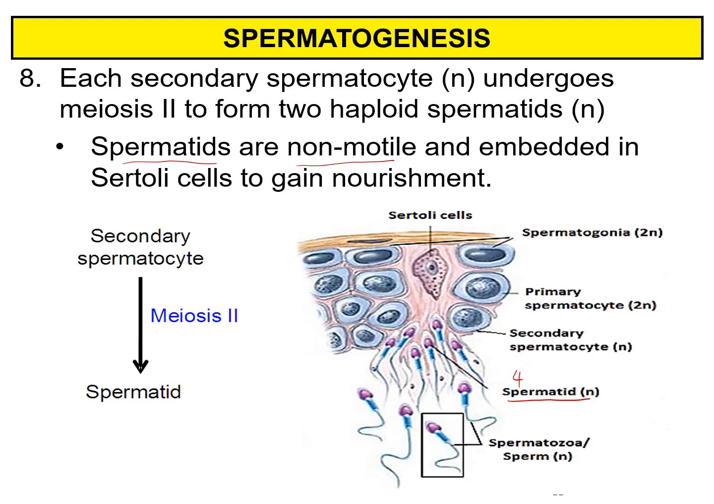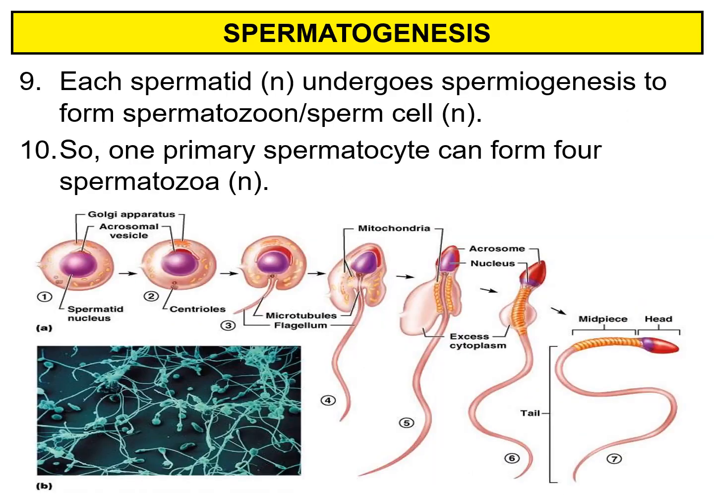So, spermatid is still non-motile. Maknanya tak boleh bergerak. Dia tak boleh release lagi. Kalau release spermatid, maknanya sperm itu masih belum sesuai. Dia tak boleh berenang sebab dia non-motile lagi. And still embedded in the Sertoli cells to gain nourishment. Each spermatid undergoes spermiogenesis to form spermatozoon. So what is spermiogenesis? Spermiogenesis is the process of preparing the sperms to form spermatozoon. Jadi bila dah jadi spermatozoon, it should be a sperm that can swim. So one primary spermatocyte can form 4 spermatozoa.